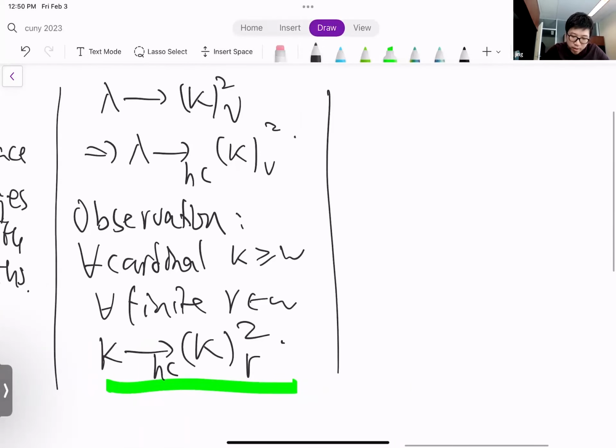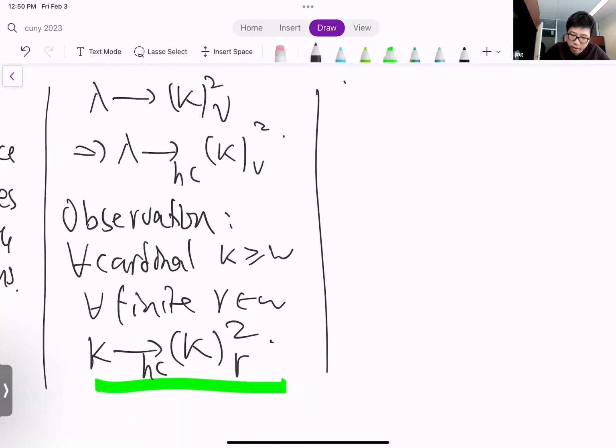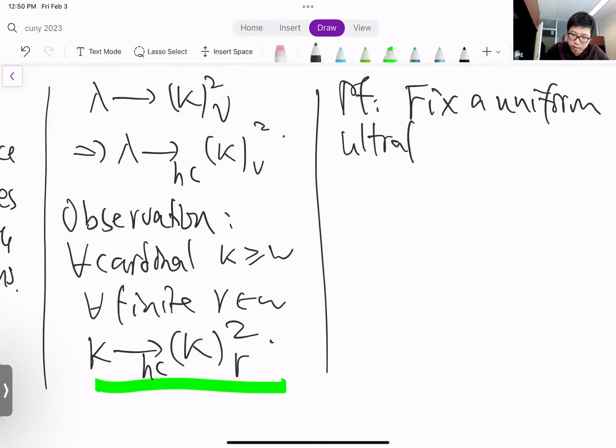And the way that you do this is actually very easy. So let's just see this quickly. Fix a uniform ultrafilter U on kappa. Here I just mean that any large set, any set in this ultrafilter, has cardinality kappa.